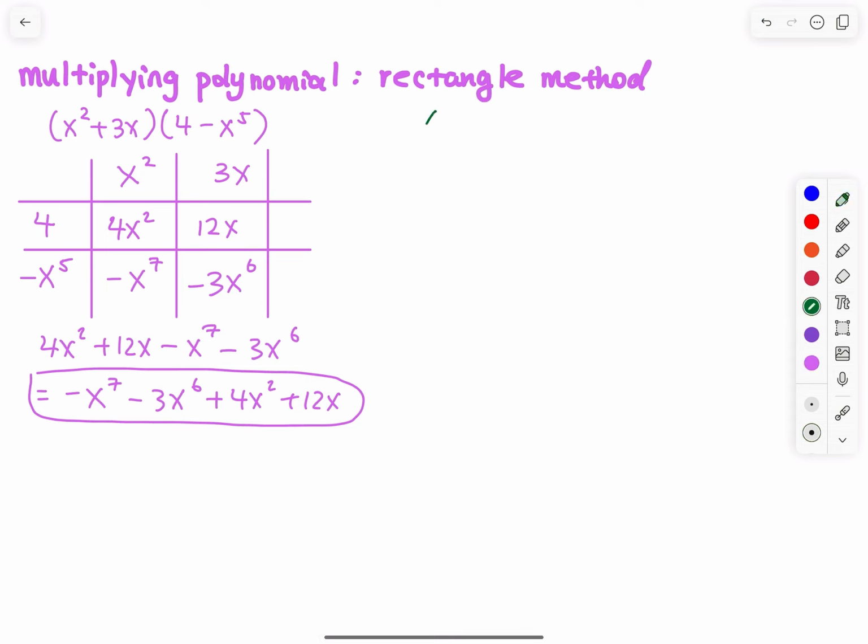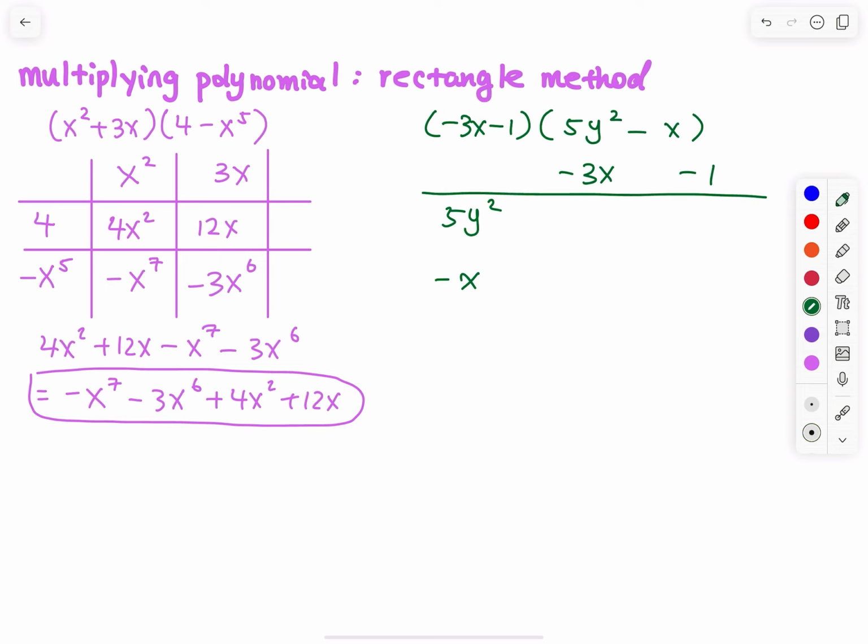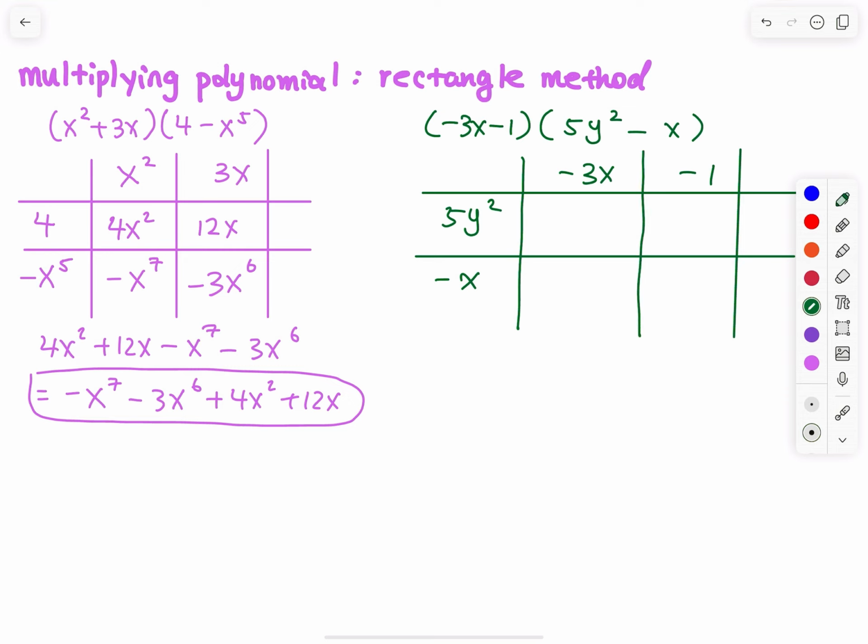Let's try negative 3x minus 1 times 5y squared minus x. So that will be negative 3x minus 1, and this is 5y squared minus x. And then you draw a rectangle, like that. This is a rectangle, right? What is the area? Length times width.